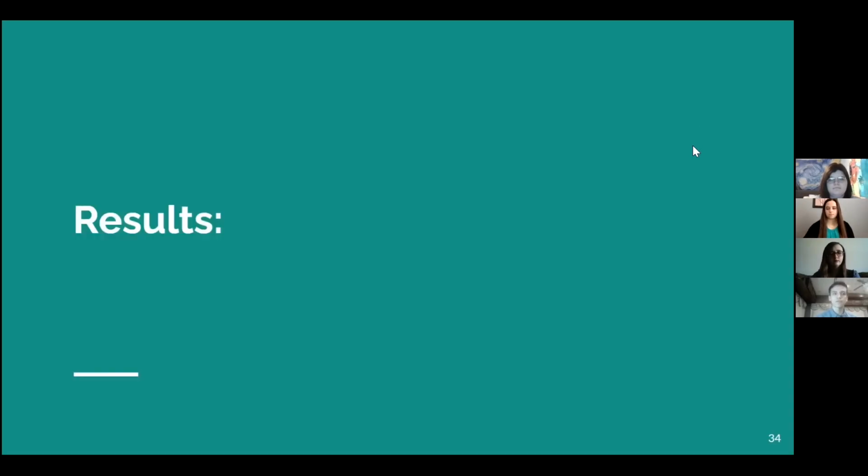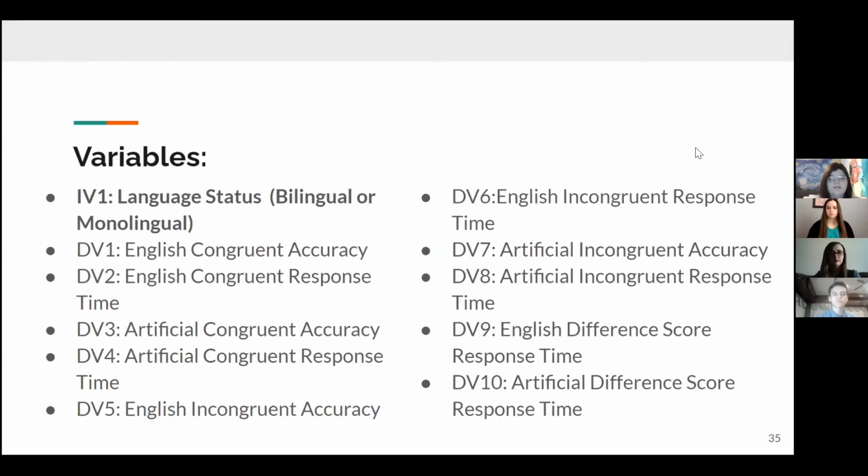Now for our results. These were the variables that we measured. Our only independent variable was language status, whether the participants were monolingual or bilingual. Our first 4 dependent variables were our controls. These were the congruent parts of the English and artificial language tests.